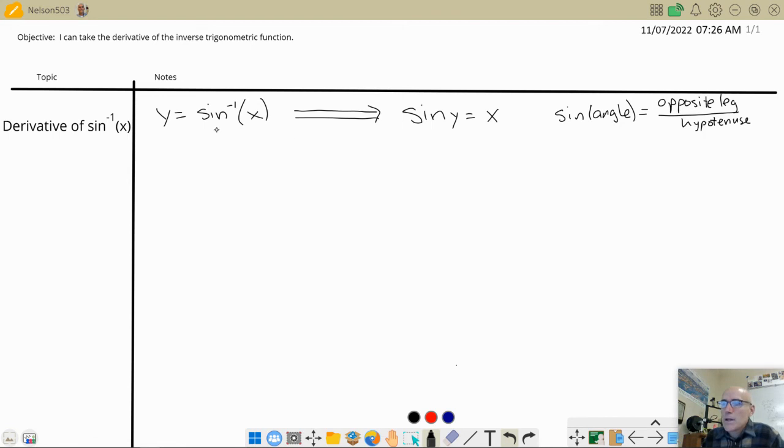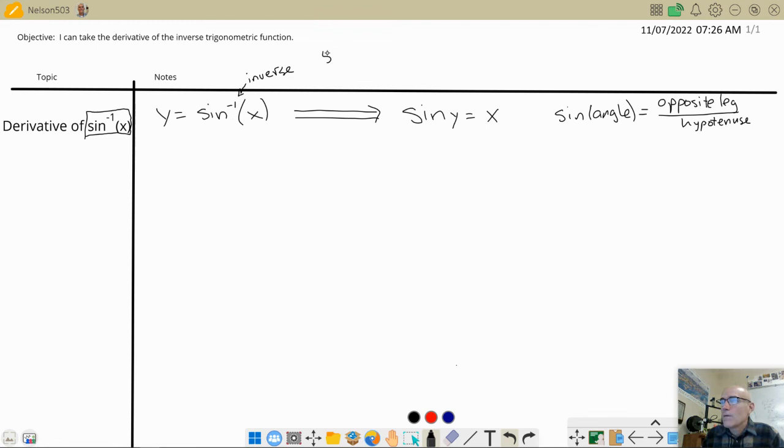So here's what we're talking about today. How do you take the derivative of an inverse trig function? Now, first of all, it's been a while since we've dealt with inverse trig functions. So let's talk about just the notation maybe. That little -1 means inverse, okay? It doesn't mean take the reciprocal. It's not 1 over the sine function.